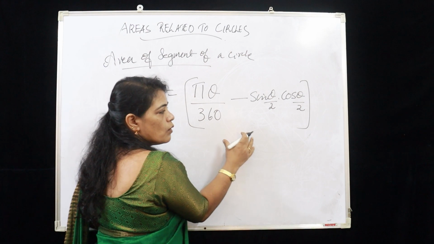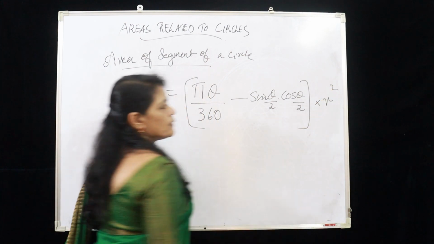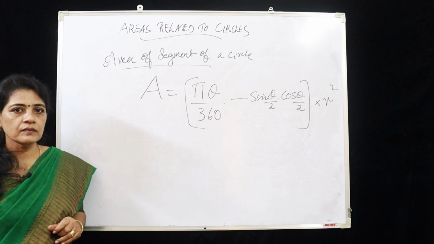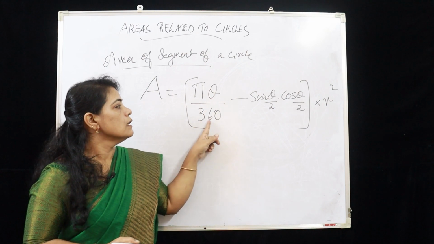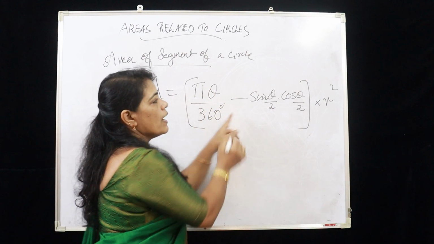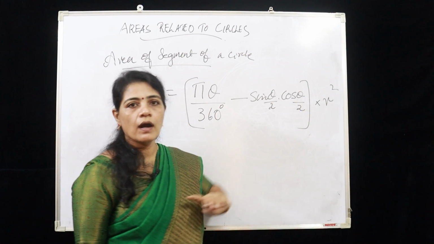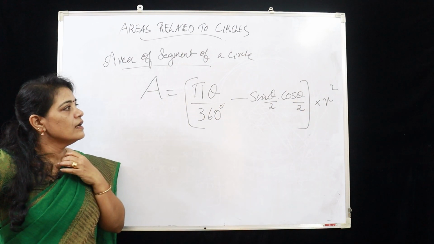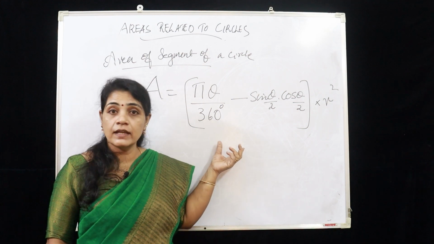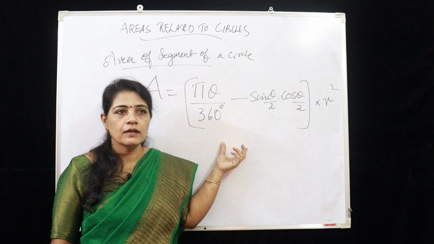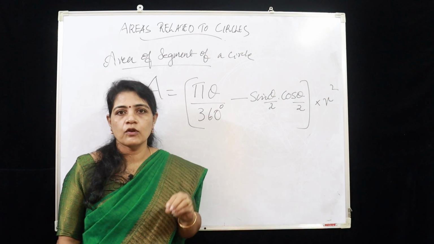Write this whole expression in a bracket, into r square. Here, theta is the angle: pi theta by 360 degree, minus sin theta by 2 into cos theta by 2, into r square. So children, this is a very lengthy formula, so it should be learned by heart very carefully. But we can further reduce this formula.